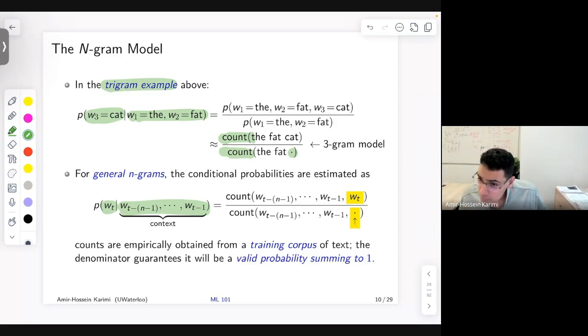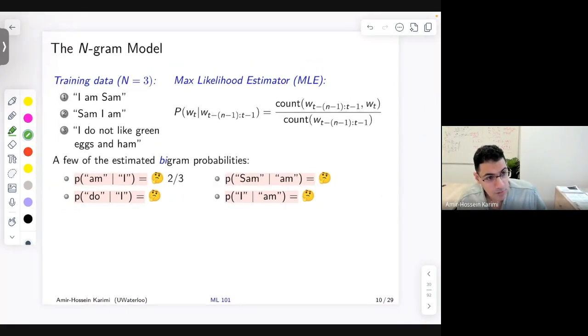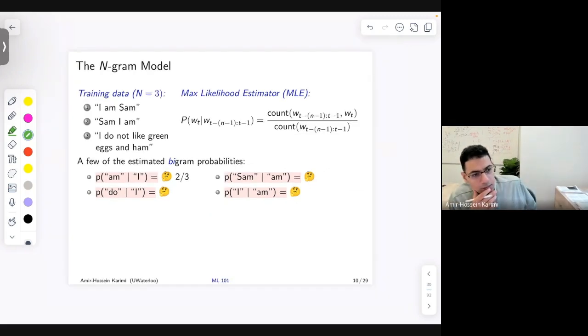Let's try to give an example of this to help our intuition. I'm giving you now a training corpus with 3 samples, 3 sentences. One of them is "I am Sam", the second one is "Sam I am", and the third one is "I do not like green eggs and ham". And I've given you the estimator for the likelihood values in the conditional probability tables as the maximum likelihood estimator on the right-hand side, the ratio of the counts.